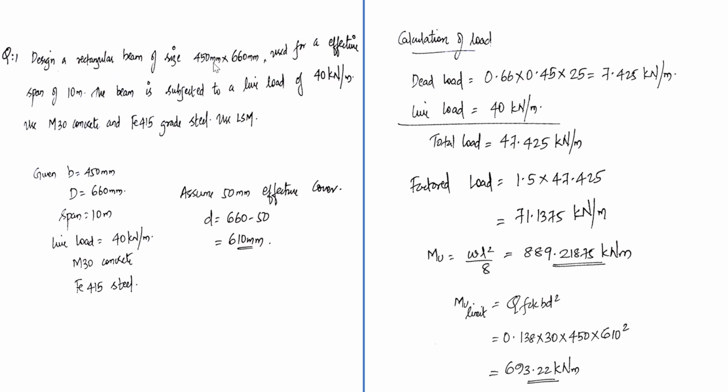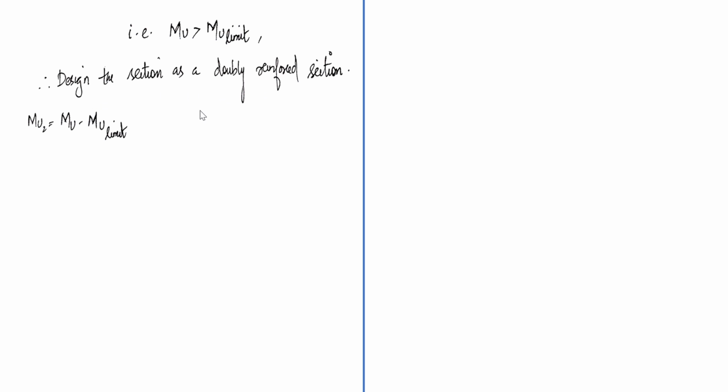In the question it is given only: design a rectangular beam section. So you need to first identify what type of section it is. Then you need to go for designing, whether it is singly reinforced or doubly reinforced. So in the question it will be given only to design a rectangular beam section, which means first you need to identify whether the section is singly reinforced or doubly reinforced. So here I can say that Mu is greater than Mu limit, which means the section needs to be designed as a doubly reinforced section.